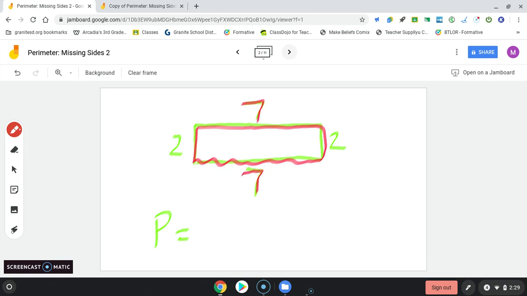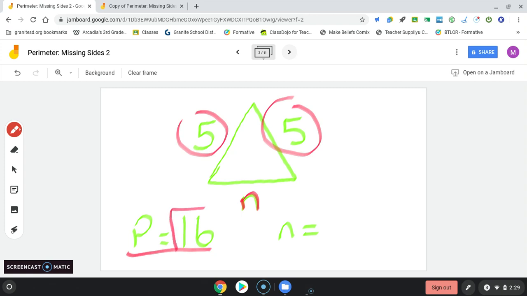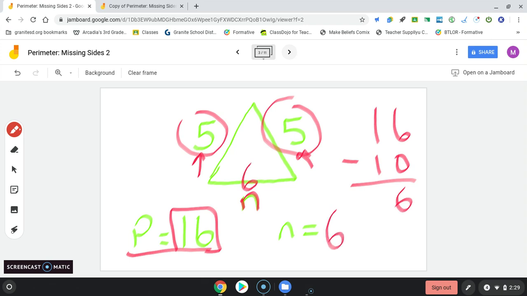So 7 plus 7 would be 14. Have two more here for 16, two more here for 18. So the perimeter of the shape would be 18. Okay, then we started giving you the perimeter and two sides, and you had to calculate a missing side, an unknown number. Okay, so the way we taught you to do that was take your total and then add up what you know. 5 and 5 is 10, and then subtract to find the missing side. Okay, so this side would be 6.